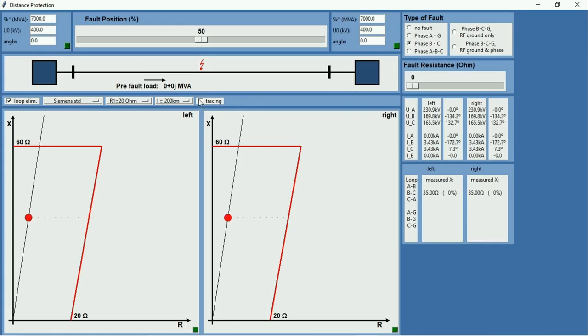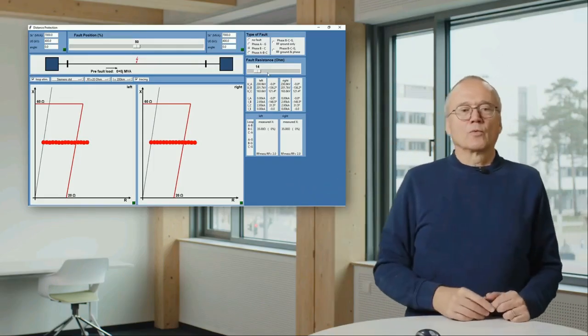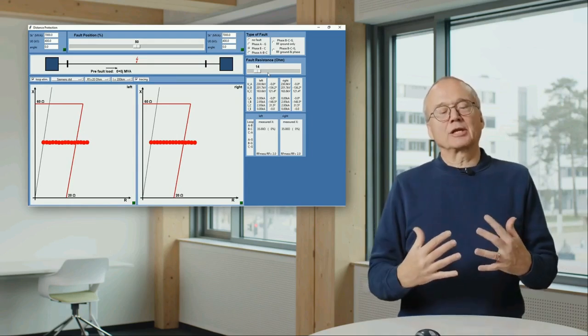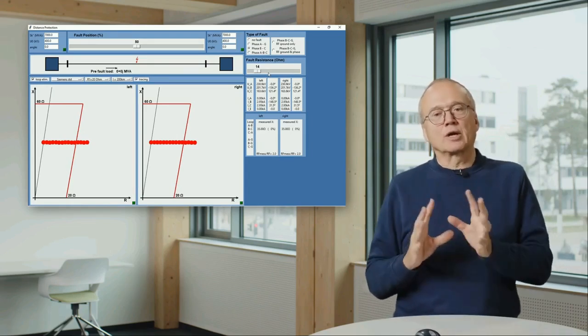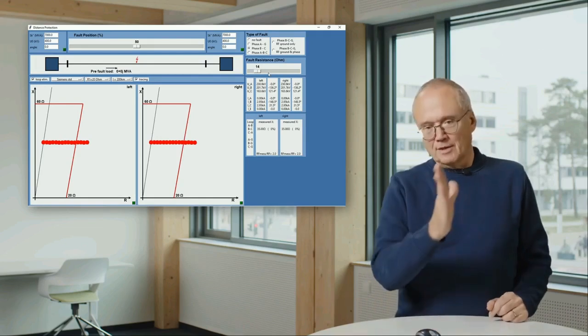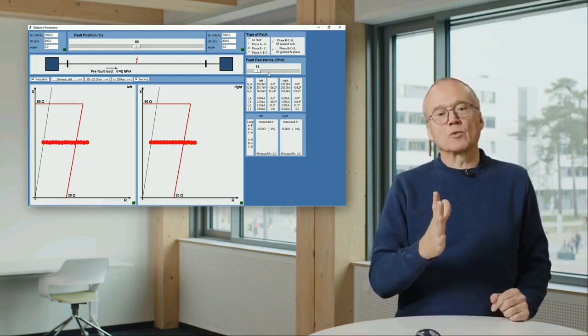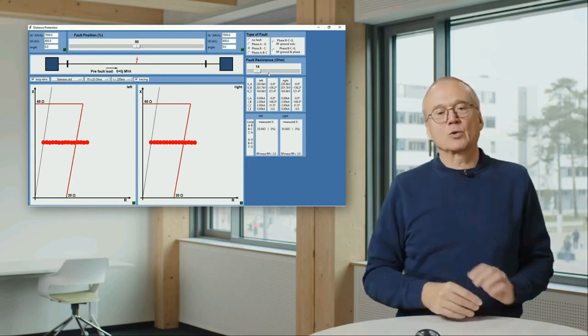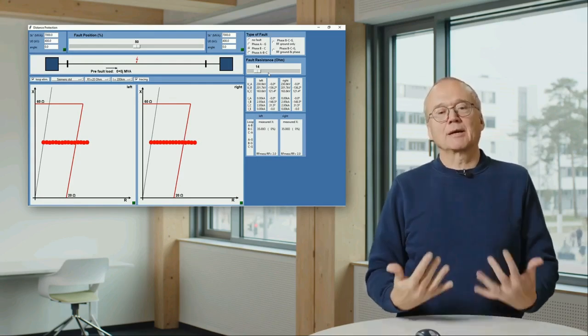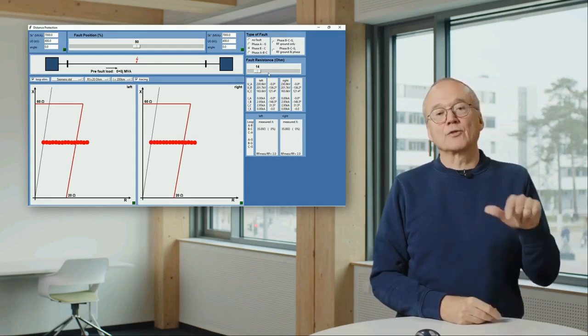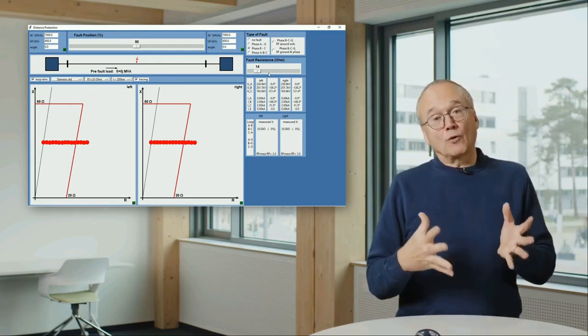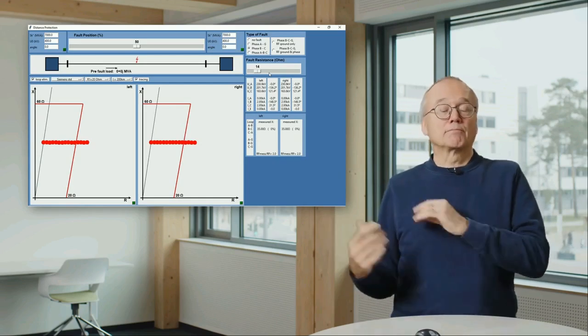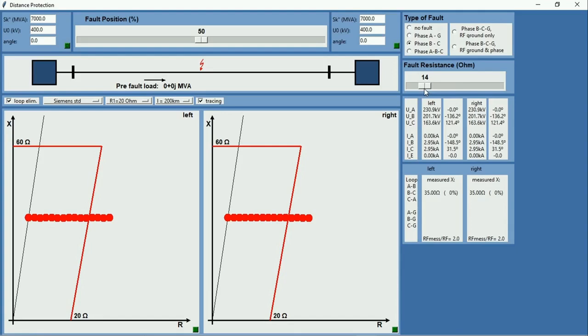You can show that a little bit better by activating this tracing. So you see here, with increasing fault resistance, the reactance measurement is not influenced. That means we just have to look at the reactance limit. We must be aware in this setting and at this location we can only detect faults up to a fault resistance of 10 ohms in the first zone. A fault with a higher fault resistance would probably be seen in a higher zone.